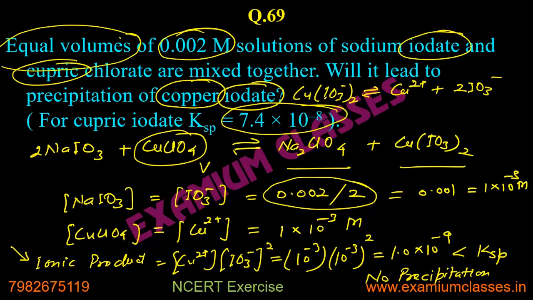If these concentrations had been greater than what is required at equilibrium, then precipitation would have taken place. KSP is at equilibrium. So the concentrations are less than what is required at equilibrium, hence no precipitation will take place.